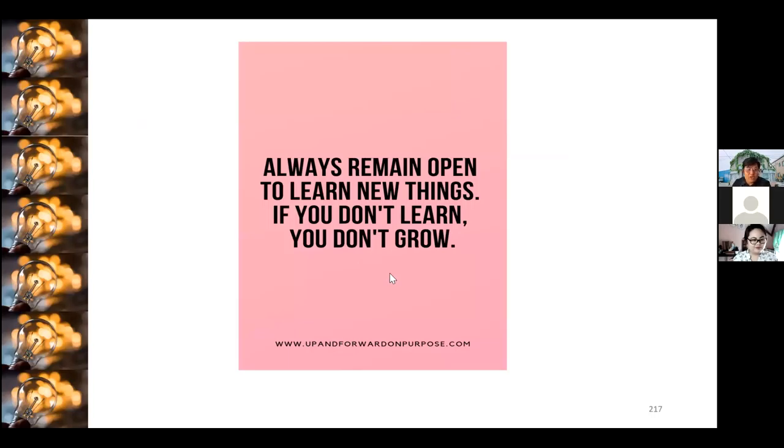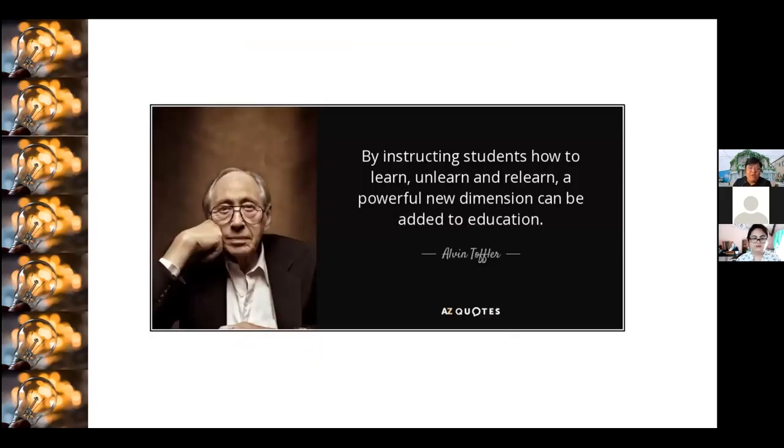Before I end my presentation, always remember to always have an open mind to learn new things, because if you don't learn, you don't grow. Okay? And of course, Alvin Toffler: by instructing students how to learn, unlearn, and relearn, a powerful new dimension can be added to education. Ito yung pinaka gusto ko lagi. Lagi ko sinasabi, we need to learn, kaya tayo nag-aaral, but there are times that we need to unlearn kasi hindi na sila appropriate, passe na. And at the same time, we need to relearn sometimes. Okay? So that the new knowledge na meron tayo, nakukuha pa rin natin siya.